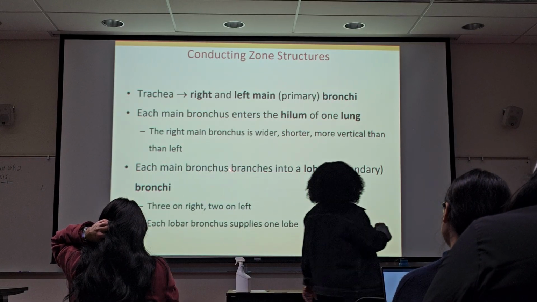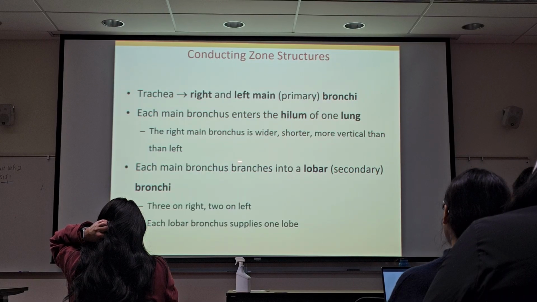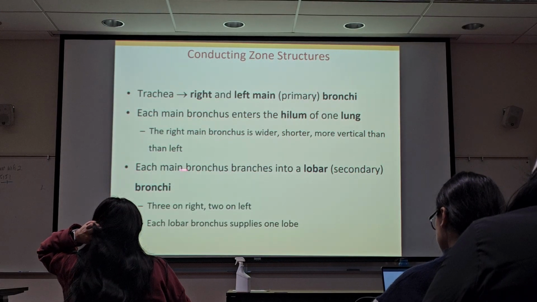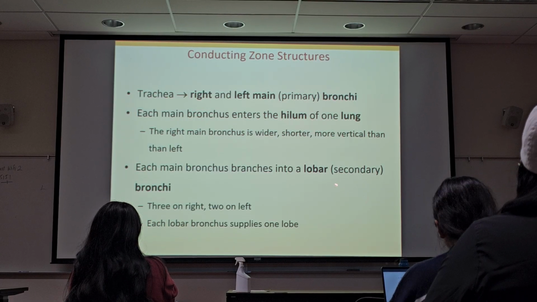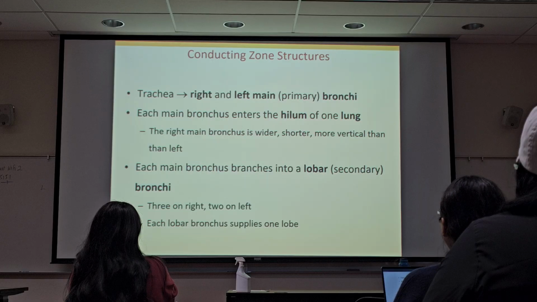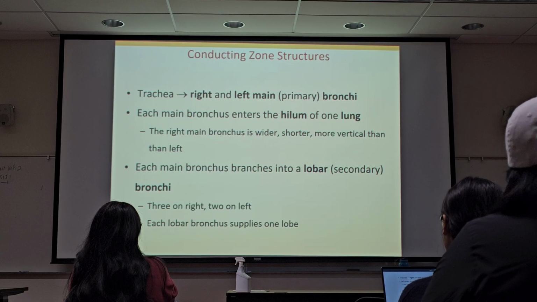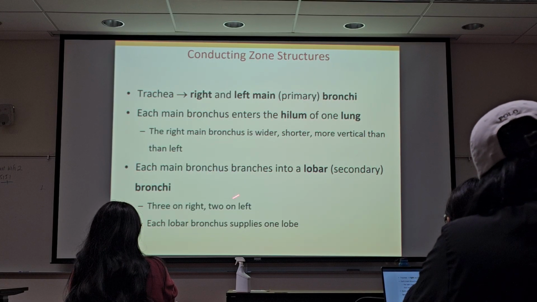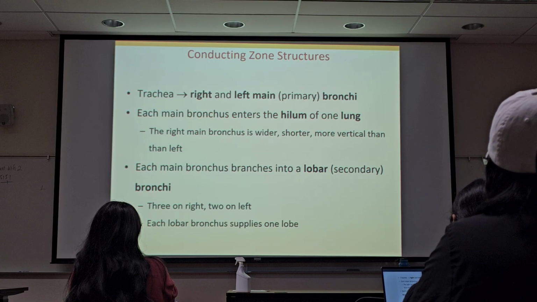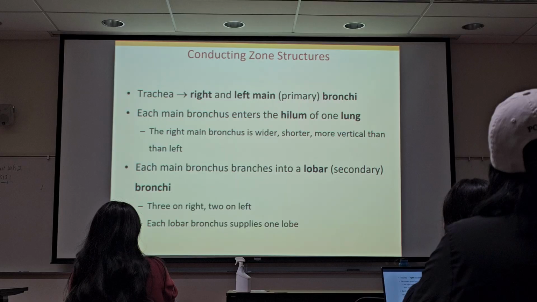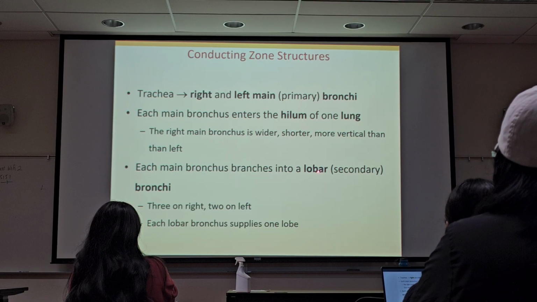Those main bronchi, the right and left primary bronchi, are going to start branching as well. And they're gonna branch into the lobar or secondary bronchi. The right lung gets 3 of these secondary bronchi. The left lung gets 2 of these secondary bronchi because the left lung has 2 lobes. The right lung has 3 lobes. So each lobe gets one of these lobar or secondary bronchi.